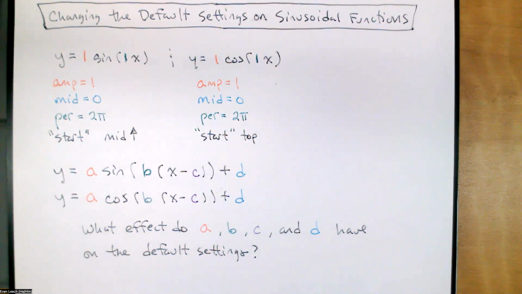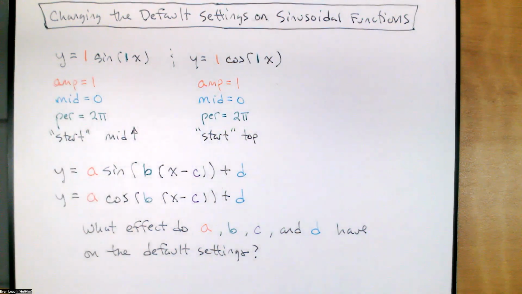They have different, what I refer to as starting points, even though the graphs go on forever. I think of sine as starting at the mid going up and cosine as starting at the top and then falling. All the corresponding points go in the same order. This is what we want to investigate.